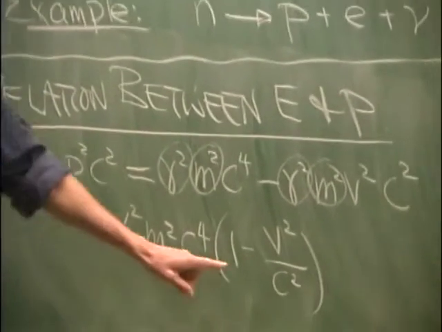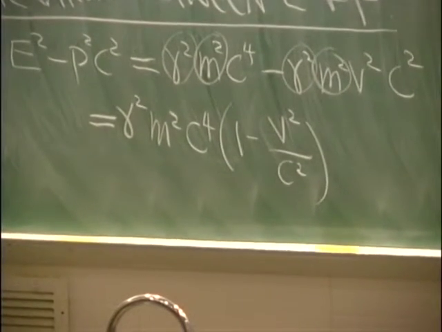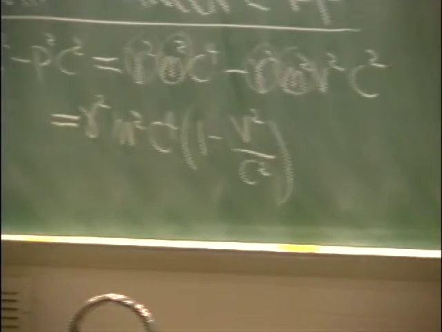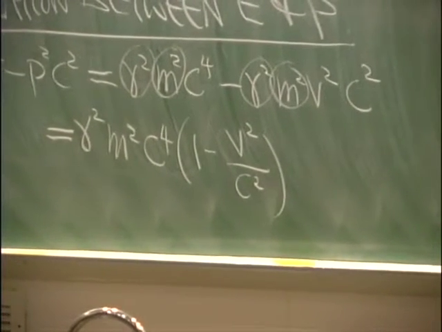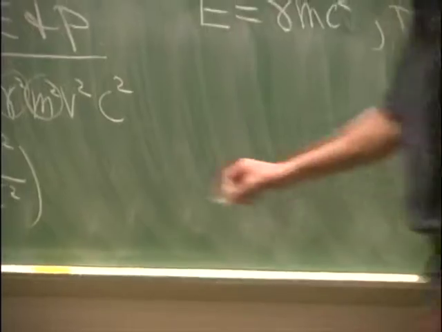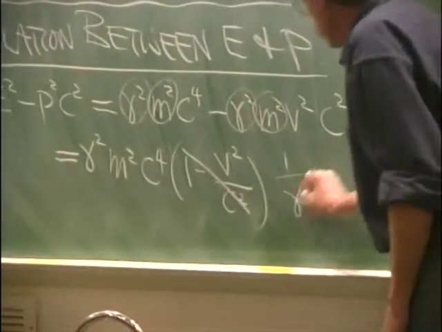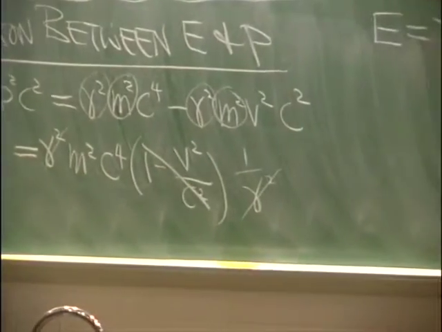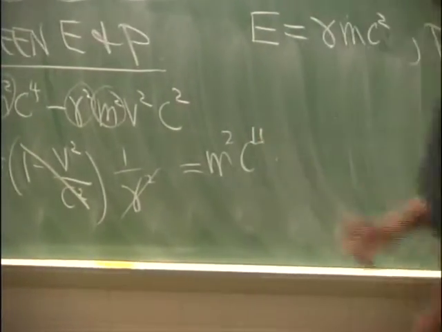See anything suspicious here? 1 minus v squared over c squared. The thing in parentheses, what is that? 1 over gamma squared. Very good. I was afraid somebody was going to say it's gamma squared. Actually, it's not. 1 over gamma squared, right? 1 over gamma squared would be 1 minus v squared over c squared. So this is 1 over gamma squared. How nice. There's a gamma squared out in front. Those two cancel, and the answer is just m squared c to the fourth.